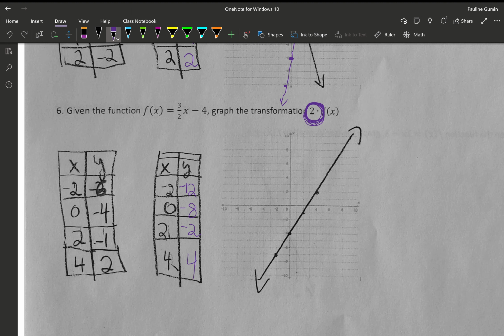Let's graph. Negative 2, negative 12. It's somewhere down here. This one doesn't really fit. That was an oopsie for me. 0, negative 8 is right there. 2, negative 2 is right here. And 4, 4 is right there. So, of course, you're going to use a beautiful straight edge to connect them.